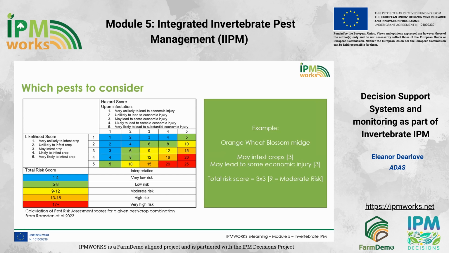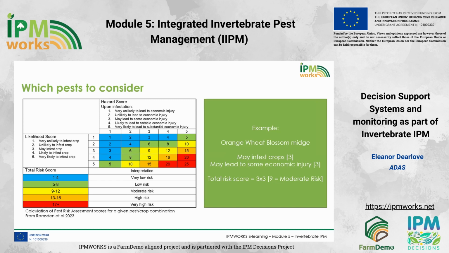Before we consider decision support systems and monitoring, it's important that Invertebrate IPM is undertaken with a wider view of all potential pests. Key pests should be identified at the start of the season and should reflect the likelihood and impact that potential pests could have on each crop. This can be done using a simple scoring system for each pest. This separates out pests most likely to infest the crop and have an impact on crop performance.